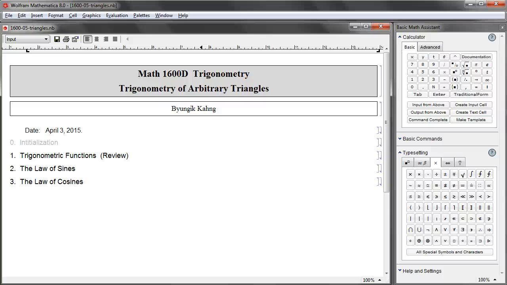Welcome back, students. This is the final lesson on the trigonometry of arbitrary triangles. Here we're going to prove the law of sines, the law of cosines, and if we have time, Heron's formula.